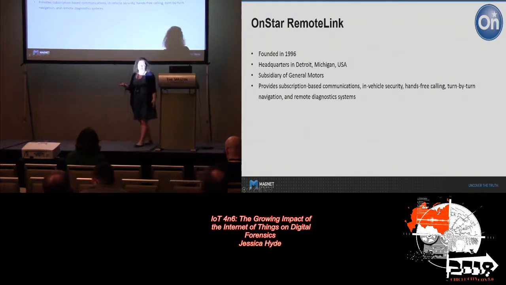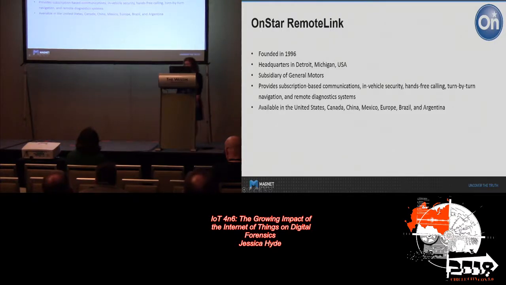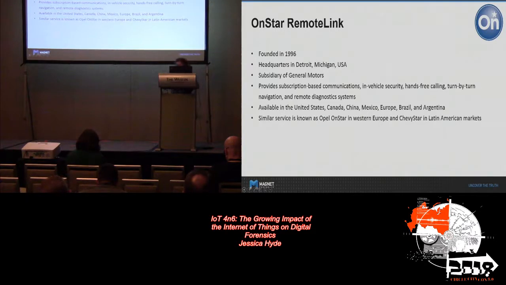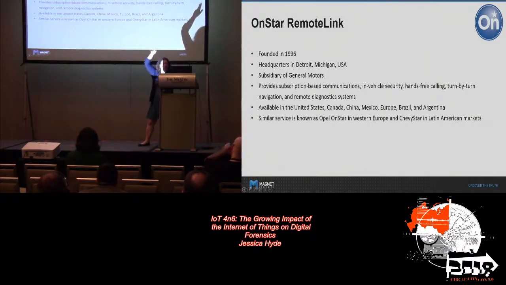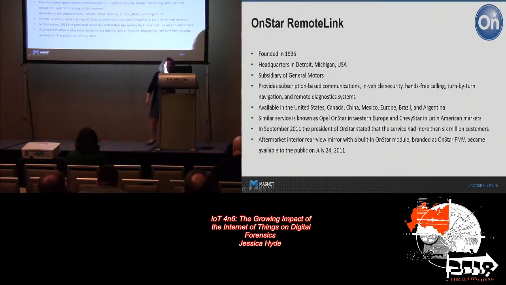And it's basically a subscription-based service for turn-by-turn directions, calls, etc. But it's available all over the world. US, Argentina, Brazil, Mexico, Europe. In Europe, it's known as Chevistar. I'm sorry, Chevistar in Latin America, it's Opel in Europe. And the reason that we care about this is over 6 million customers. So let's see what we can get off of this.